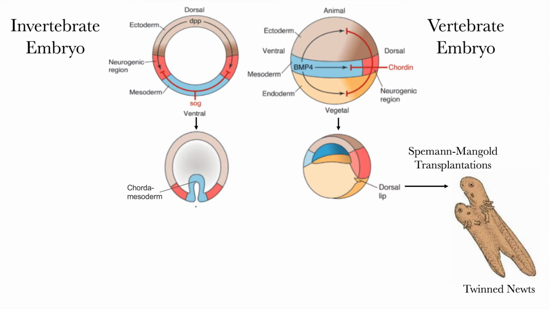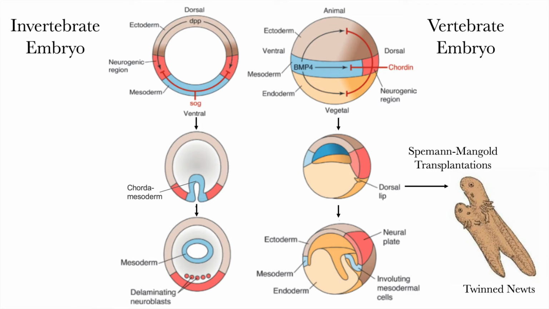The Spemann-Mangold experiments showed that the dorsal lip could produce a whole new body, such as this newt. In invertebrates, chordin mesoderm has a similar function and induces the neural system development. The mesoderm in both vertebrates and invertebrates gives rise to the notochord from cells that become rigid.